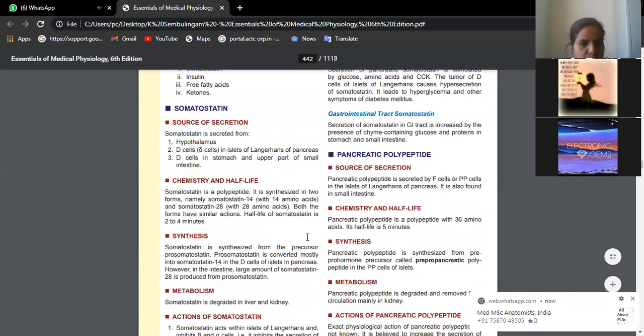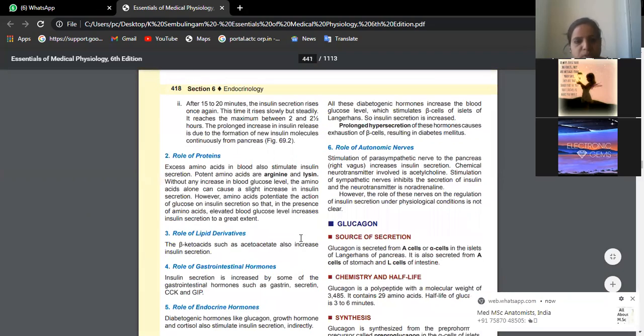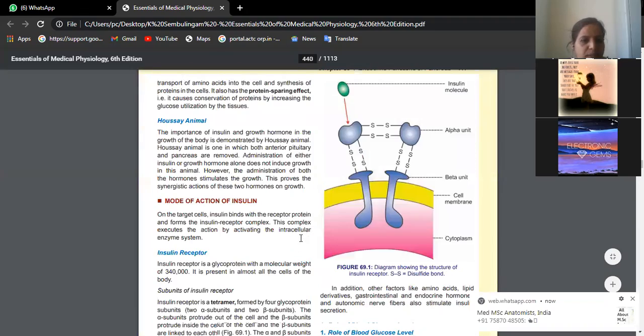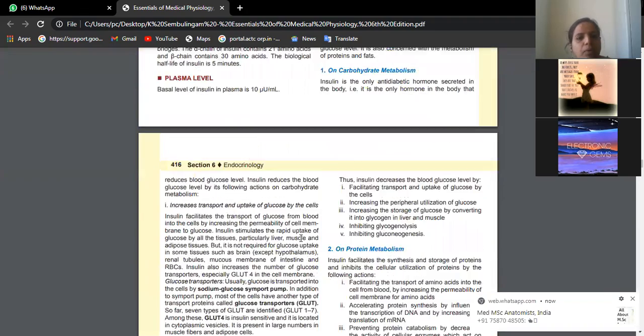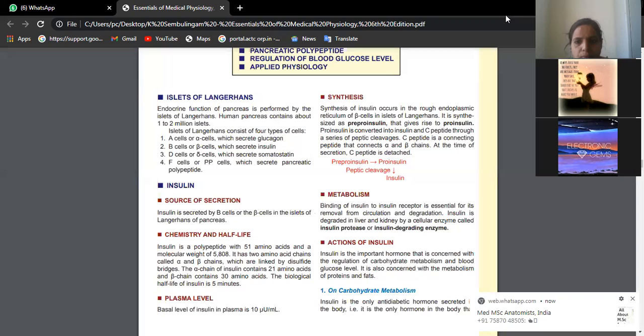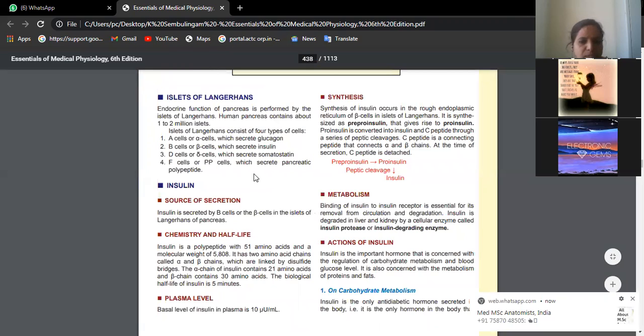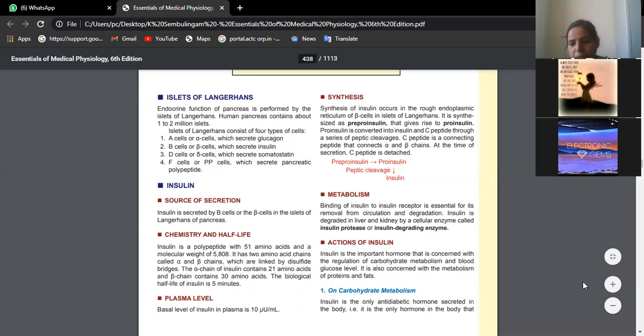We are now talking about insulin, right? So let us talk about insulin. It has come as an essay question. So as Imad told us, we have islets of Langerhans like alpha cells, glucagon, beta cells, insulin, delta cells, somatostatin. Apart from that, we have F cells, PP cells, which secrete pancreatic polypeptide.